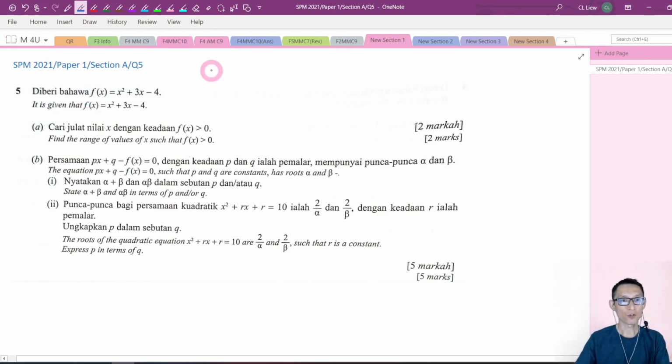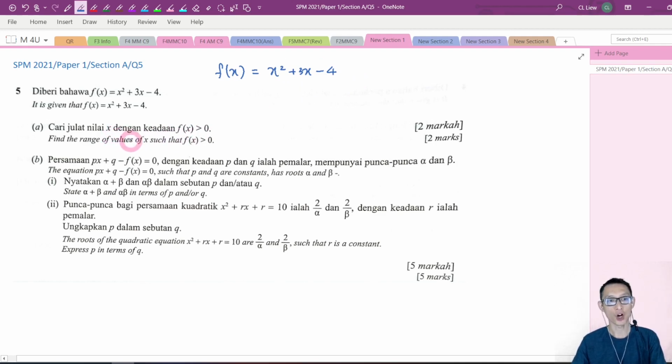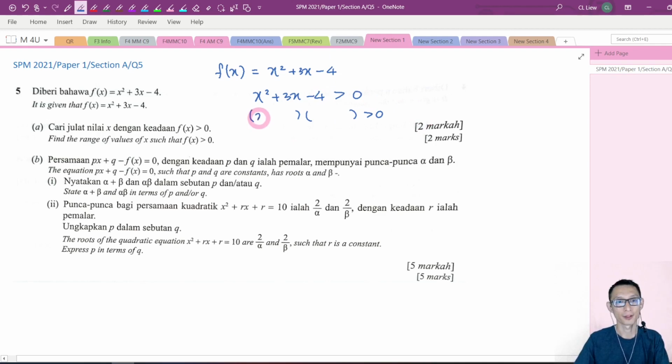It's given that f of x is equal to x squared plus 3x minus 4. For part A, we want to find the range of the value of x such that f of x is greater than 0. It means that this whole thing is greater than 0. So x squared plus 3x minus 4 greater than 0. Here I'm going to do some factorization. For this factorization part, if you are not sure how to do it mentally, you can just use a calculator to help you.